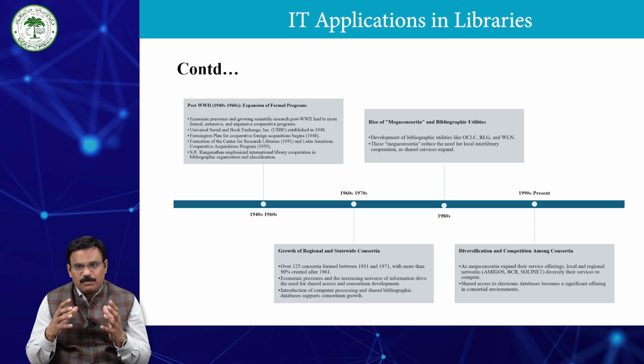Over 125 consortia formed between 1931 and 1971, with more than 90% created after 1961. Economic pressures and the increasing universe of information drive the need for shared access and consortium development. During the 1980s, we find the rise of mega consortia and the bibliographic utilities, like OCLC, RLG, and WLN.